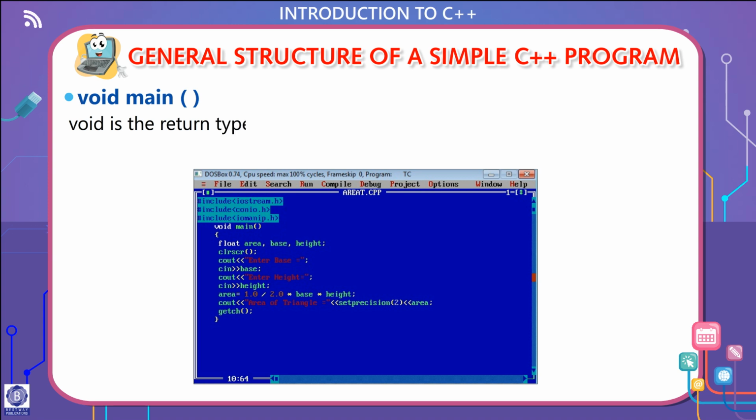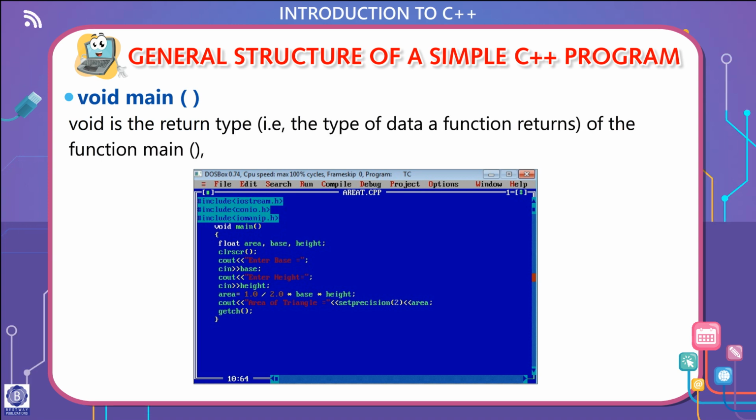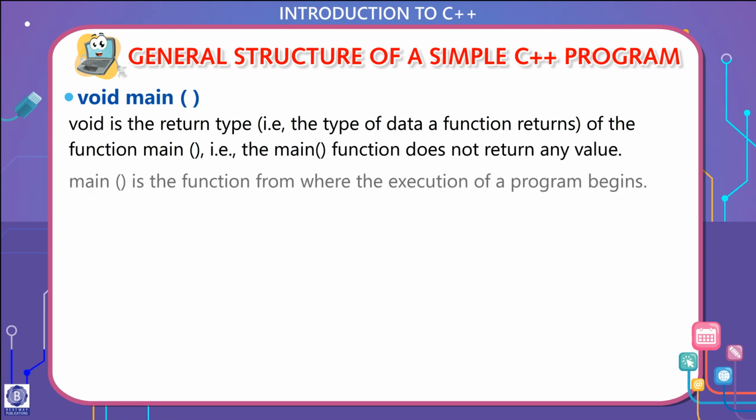void main. Void is the return type, that is, the type of data a function returns, of the function main. That is, the main function does not return any value. Main is the function from where the execution of a program begins.